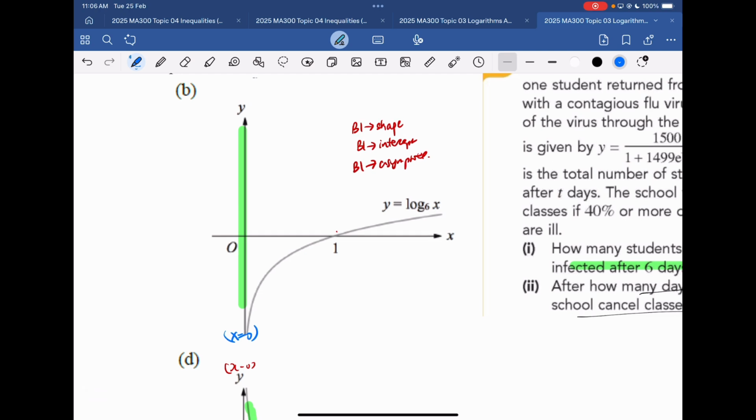Ethan, what did I say? No, you need to know how to draw the graph. You need to know how to draw the graph. Very important. Ethan, I got you.